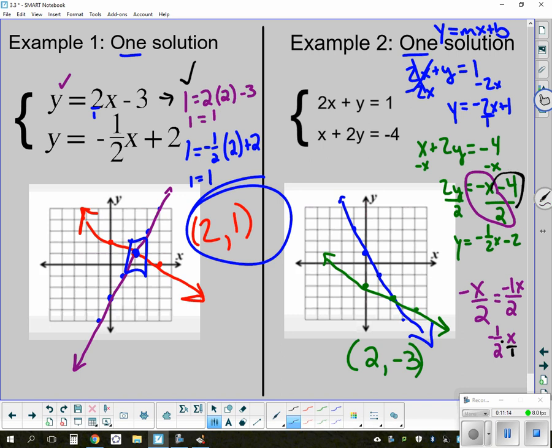Then the second piece of it, -4 divided by 2, gives you -2. So -2 is your y intercept, and then your slope is down 1, right 2, which leads you to your point of intersection. Over 2, down 3, there is your answer. Of course, you could check it by plugging it back in and ensuring that it works in both equations.